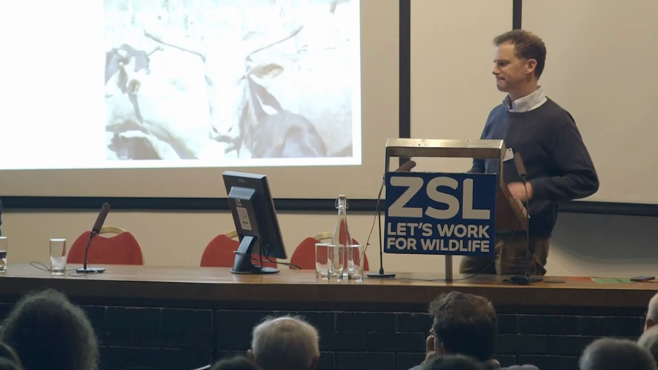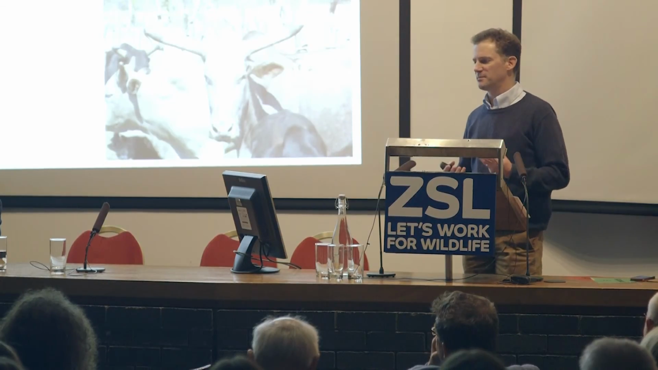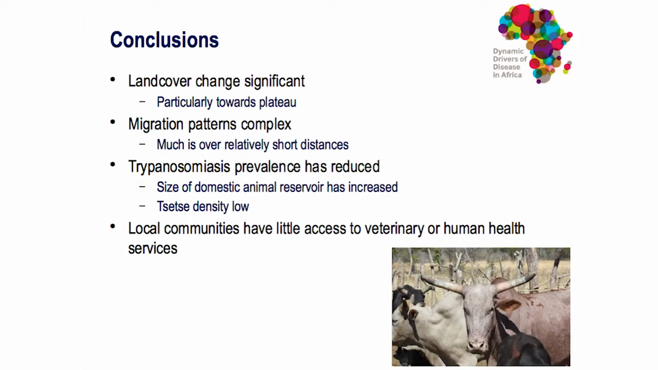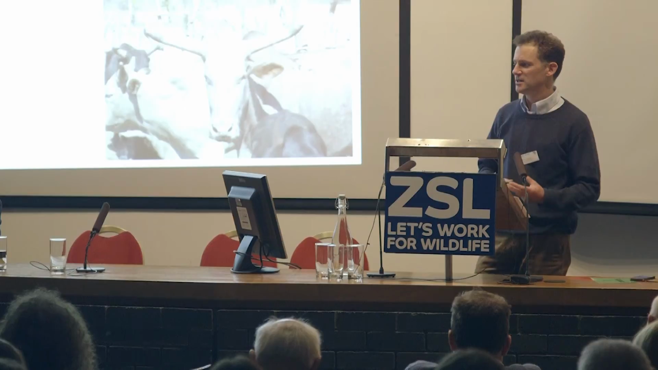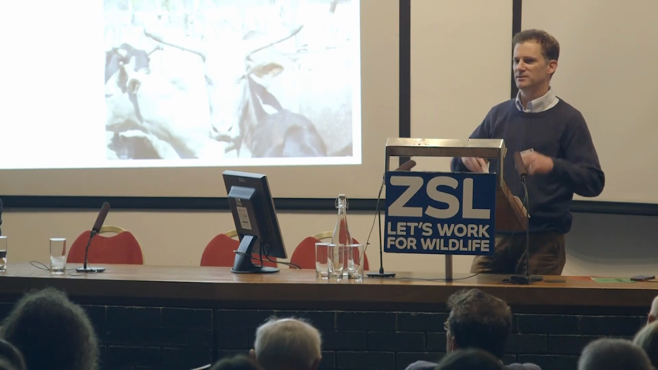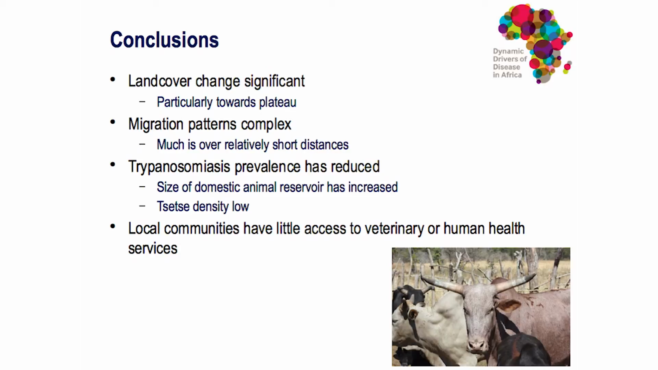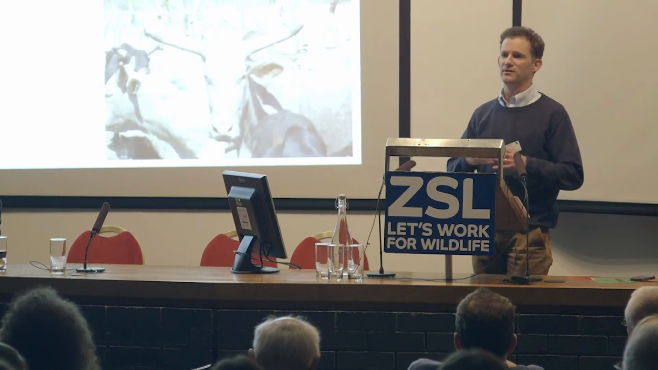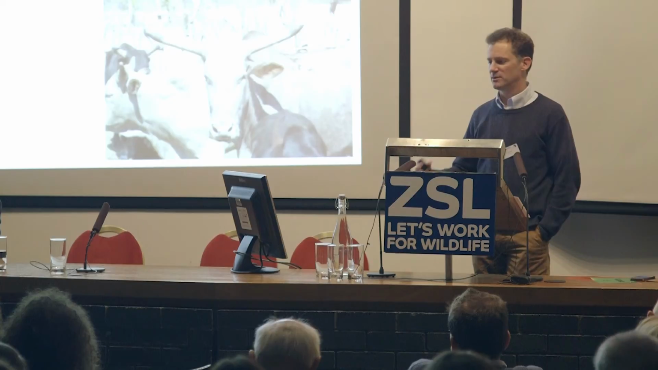So in summary, the main take-home message is really that land cover change has been significant, but particularly marked towards a plateau closer to where the new migrants from that part of the plateau have come down from. But the migration patterns are much more complex than we expected. A lot of movement is over relatively short distances. Trypanosomiasis prevalence has reduced, but importantly, the livestock population has increased, so the overall reservoir has not necessarily decreased to the same extent. And tsetse density is relatively low, so it appears that land cover modification may be reducing tsetse density, although we can't really conclude that.